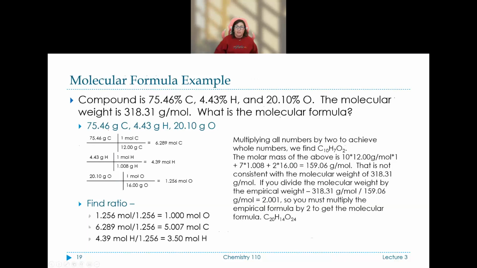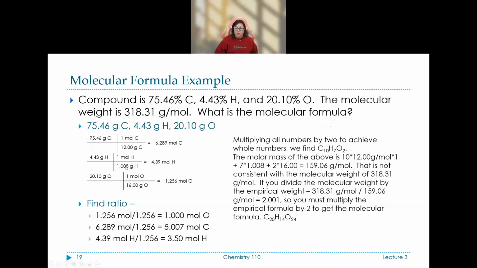Another example, molecular formula. Compound is 74.46% carbon, 4.43% hydrogen, and 20.10% oxygen. Molecular weight is 318.31 grams per mole. What is the molecular formula? So I know that my empirical formula is going to have C and H and O. How many moles of carbon is this? 75.46 divided by 12 is 6.289 moles of C.